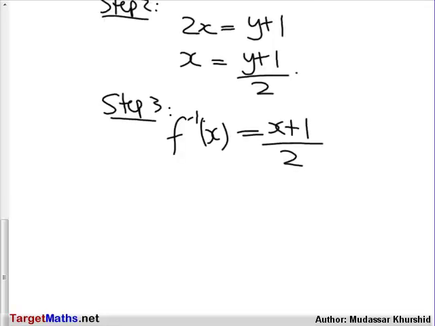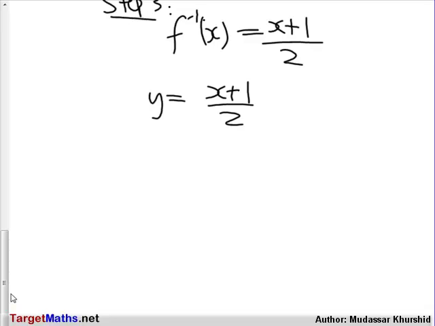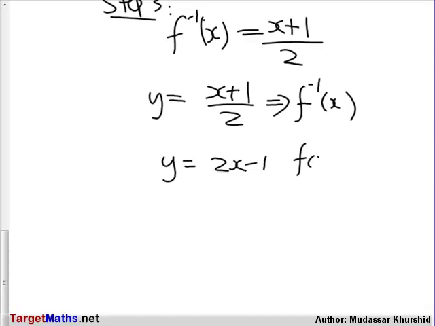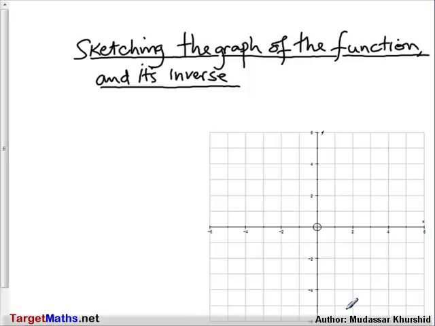Okay, this is now the inverse of the original function, and if we wanted to write it as y, that would be equal to x plus 1 over 2. So this is now the inverse of our original function. Reminding ourselves, the original function that we had was y is equal to 2x minus 1. Sketching the graph of the function and its inverse.